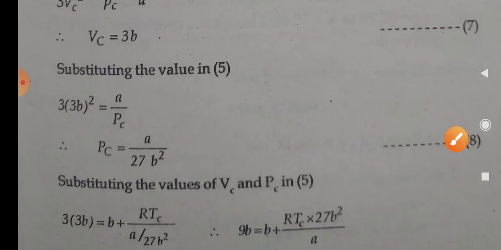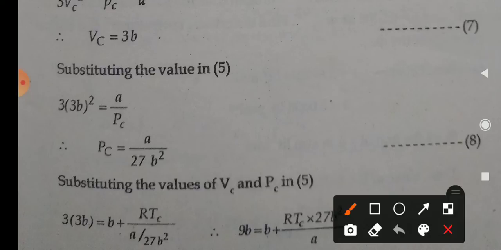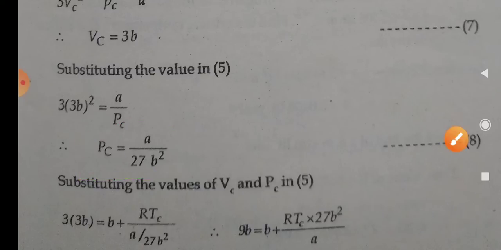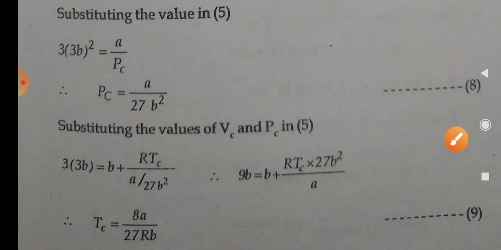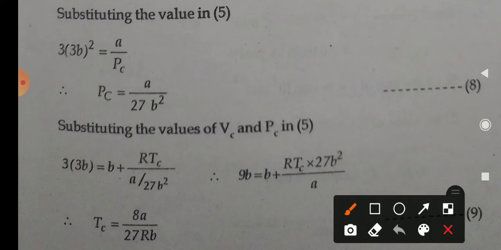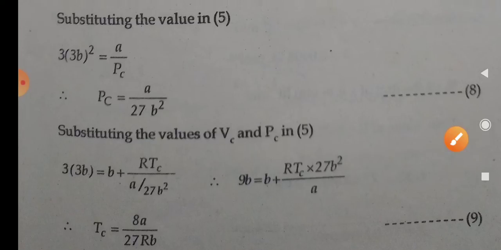So after substitution, we find the value of PC as a/27b². Now substituting the values of VC and PC in equation 5, we will get the value of TC, that is 8a/27Rb. You have to do nothing here, just substitute the values of VC and PC and solve the equation, and you will get the required expression for TC.